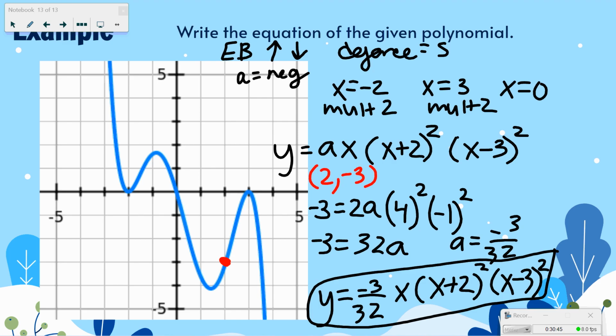Alright, so other ways you could check to make sure you got this right would just be to plug in values and make sure you get the right output. You know, like you could plug in 2, your output should be negative 3, things like that.